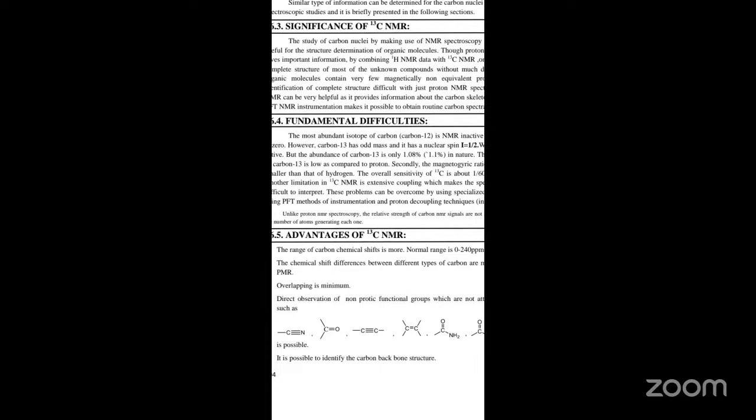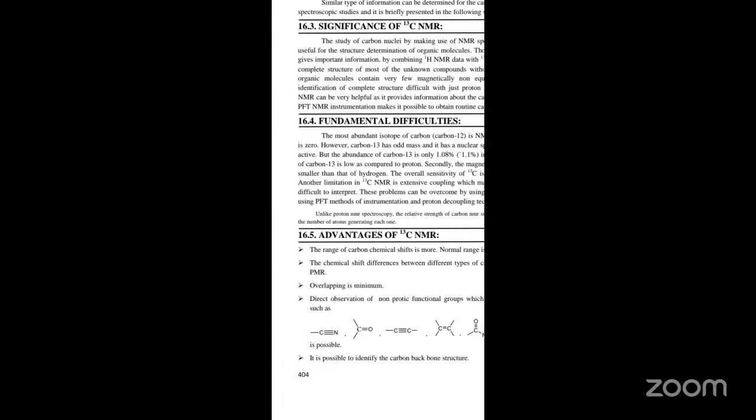So where the chemical shift differences for these carbons are high, right? Because the scale is very large, 0 to 240. So there is a clear separation of these signals, and this is also one of the advantages of your C13 spectra. The overlapping is minimized, because the C13 gives only the line spectrum, so there is no possibility for the overlapping of signals, and it is minimum here.